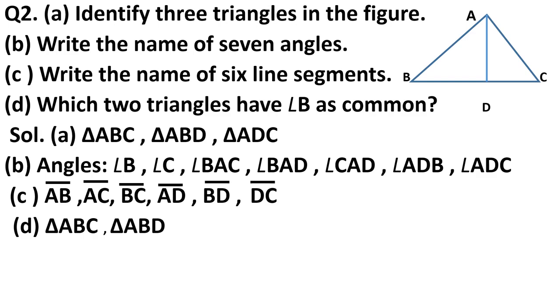Which 2 triangles have angle B as common? Now see, one is one complete triangle, triangle ABC, and one in short small angle, that is triangle ABD. In both these triangles, B is common, angle B is common.